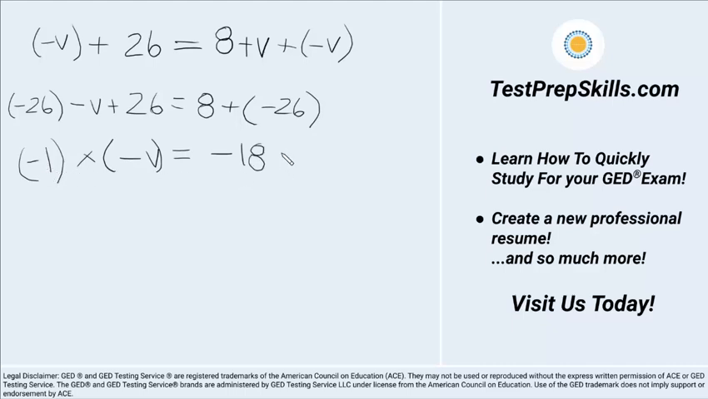Now, we also have to remember that if we do something to one side, we have to do it to the other side of the equation. So we're going to multiply our right-hand side also by negative 1. Let's simplify. Negative 1 times negative v is simply v. And that is what we wanted, so we know we did it right. And that's going to be equal to negative 18 times negative 1, which is just 18. So our answer is v equals 18.